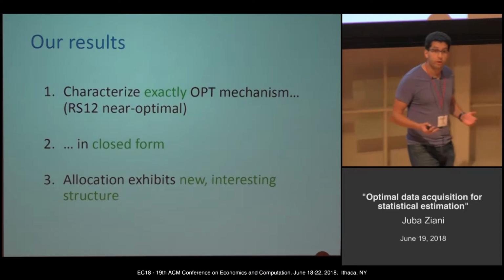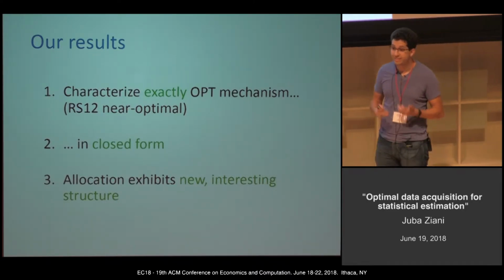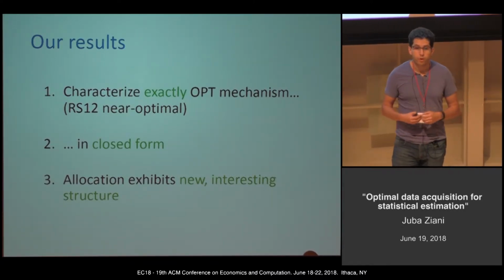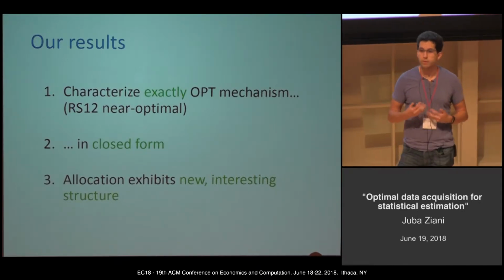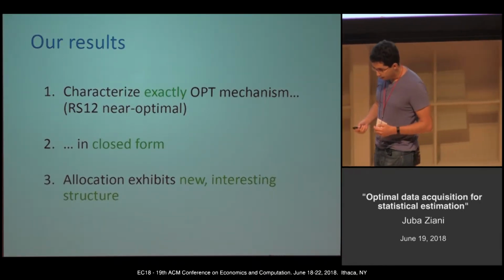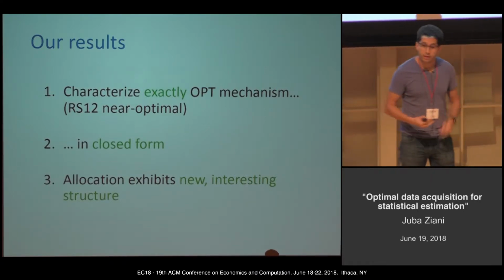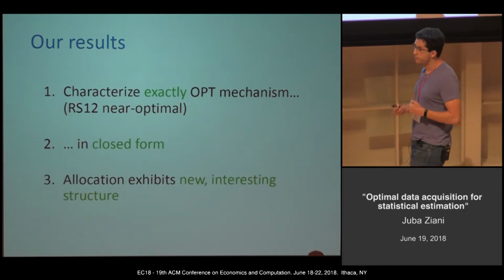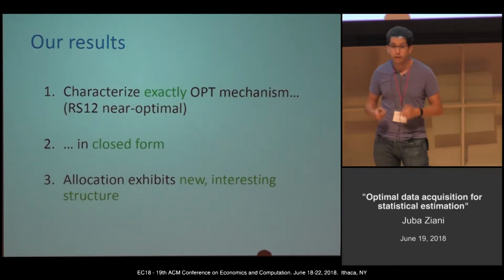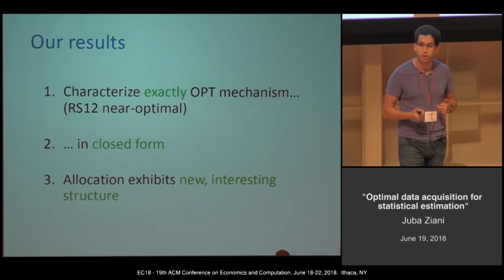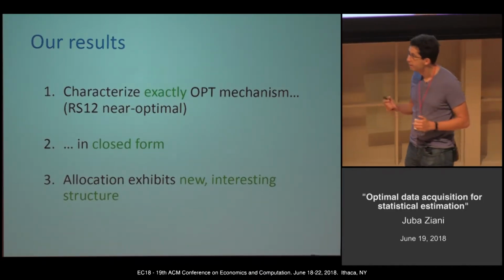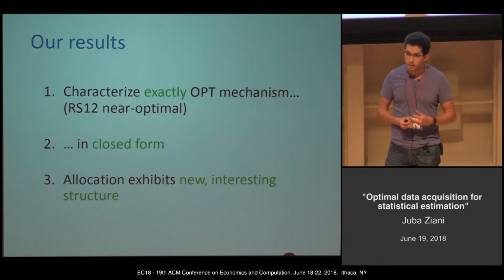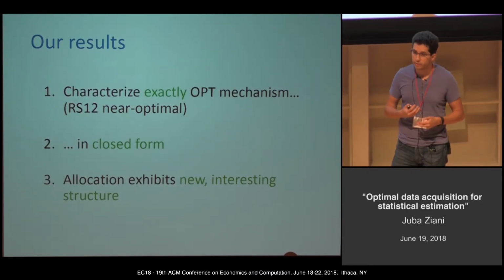And so our results are that we are able to characterize exactly what the optimal mechanism is in this setting. And that's a natural next step from the work of Aaron and Grant, in which they give a near optimal mechanism for this problem. And when I'm telling you that we're characterizing exactly the optimal mechanism, I'm not telling you that we're giving you an efficient algorithm to find this mechanism. We actually derive what the allocation and the pricing rules are in closed form. And finally, we see that this mechanism, and in particular the allocation rule, exhibits some new and interesting structure.